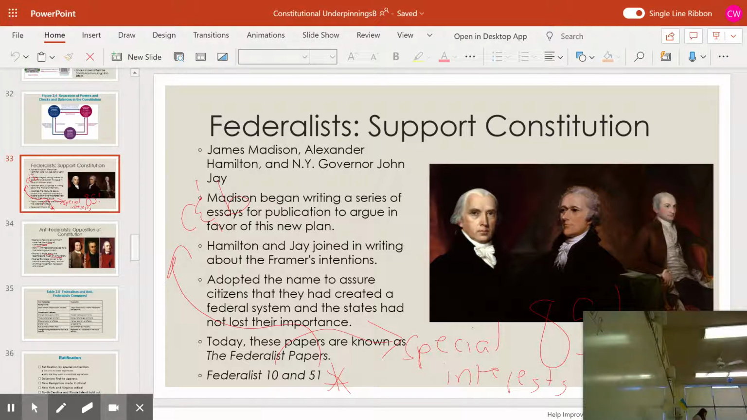What is another one? Checks and balances. We're still learning about these, so we don't know them entirely, but can anybody name a way that checks and balances exist in our government? Can anybody name an example of a way that one branch checks another branch? Yeah? The executive branch, the president can veto. Excellent. The president can veto a bill that is pushed through the legislative branch, okay?